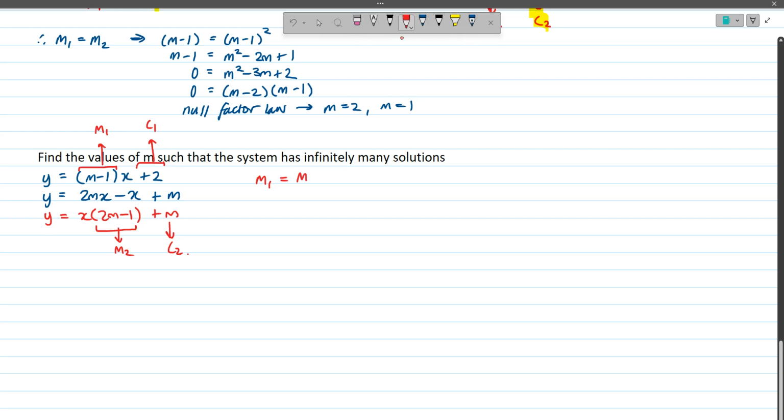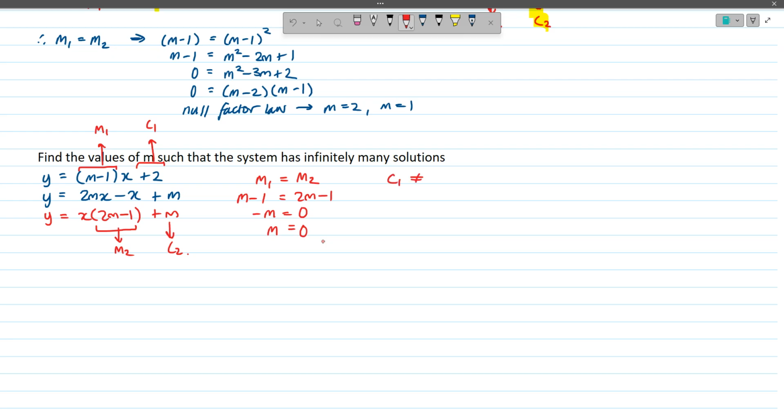Now, we know that m1 has to equal m2. So then we get m minus 1 is equal to 2m minus 1, which means we get negative m, if we move the m's over, is equal to 0. So m is equal to 0. Sorry, I just had to catch myself there, just checking my maths. I guess I just chose this type of equation.